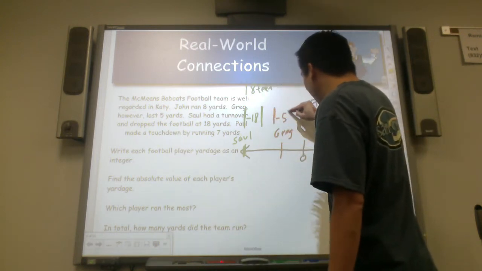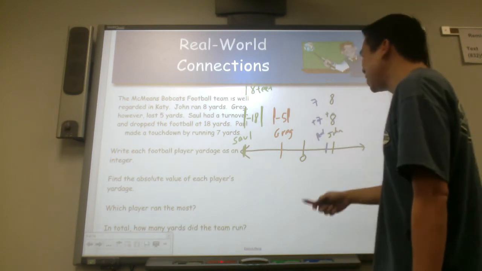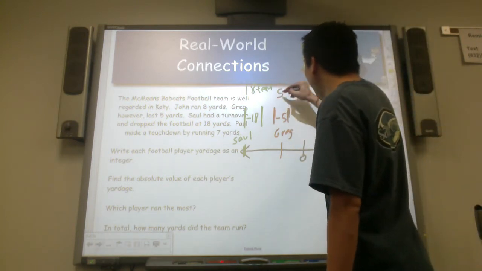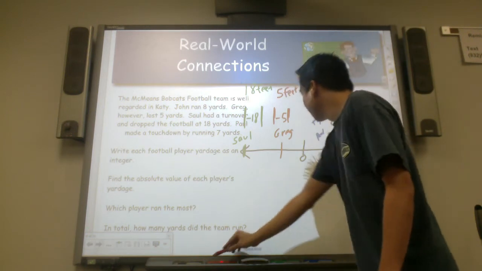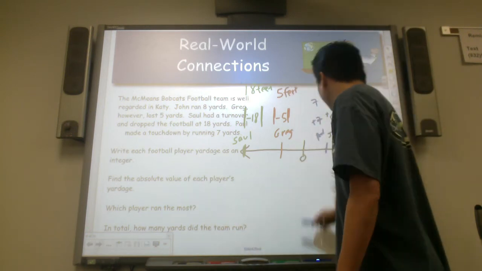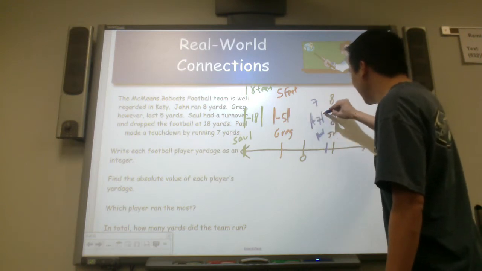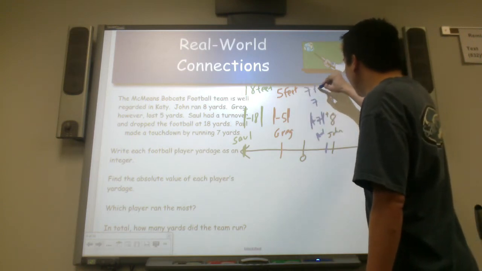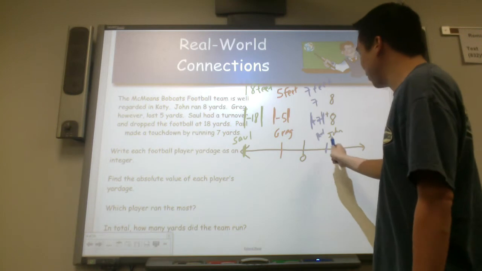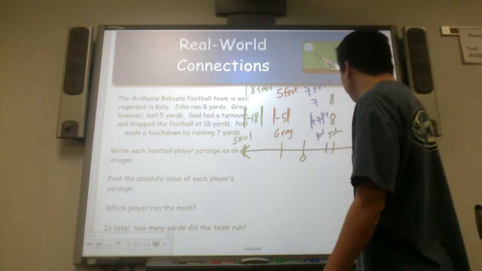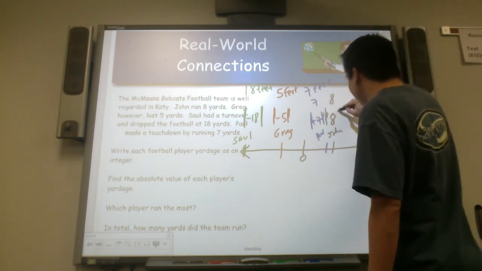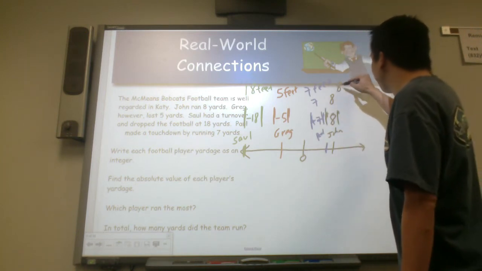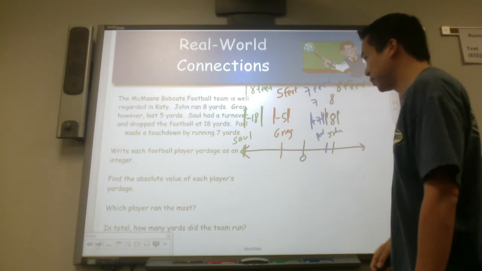What about Greg? Let's draw the absolute value sign. How many units from 0 is Greg? He is 5 units away from 0, or 5 feet away. Paul, what's the absolute value of 7? 7. He is 7 units, or 7 feet from 0. And last but not least, let's start with John. What's the absolute value of 8? He is 8 feet from 0.